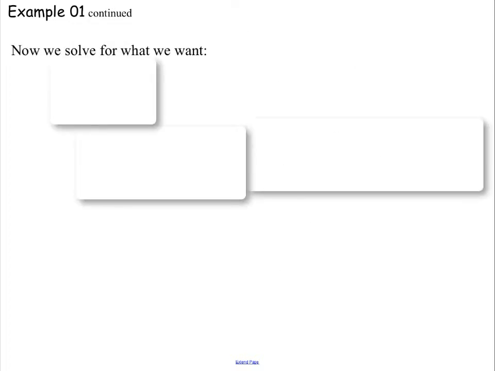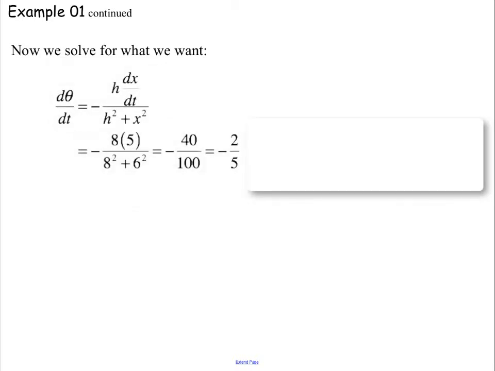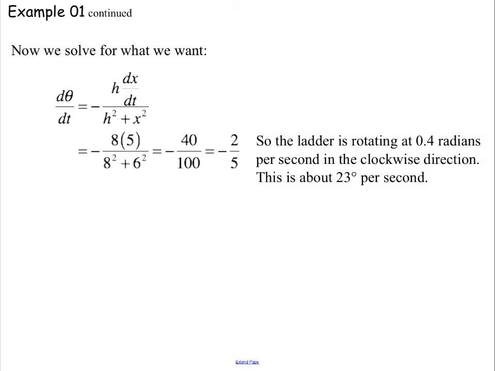Now we solve for what we want, which remember was dθ/dt, and we plug in the values of the moment we were asked about. In this case, we see that the ladder is rotating clockwise, because dθ/dt is negative, and at a rate of 0.4 radians per second.